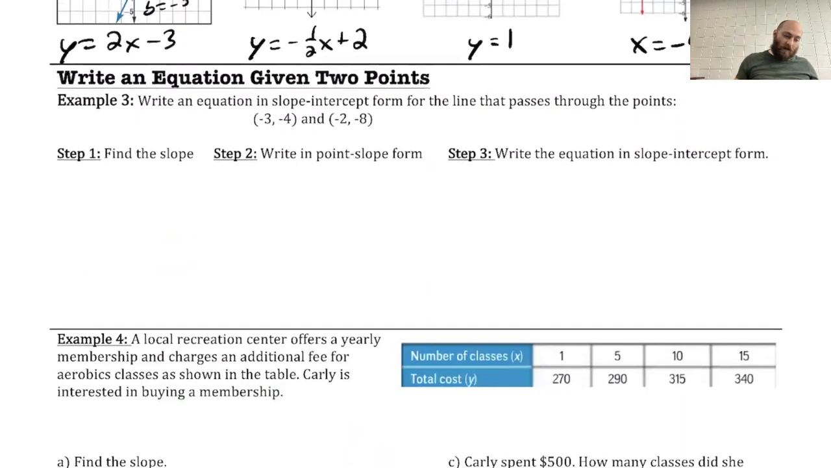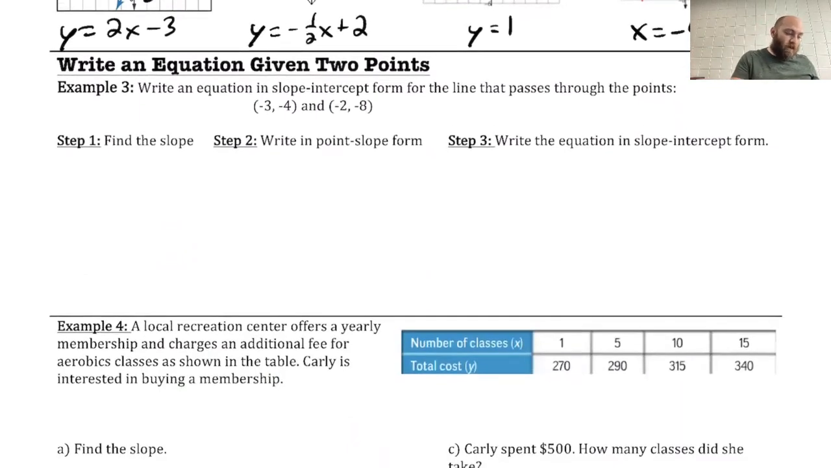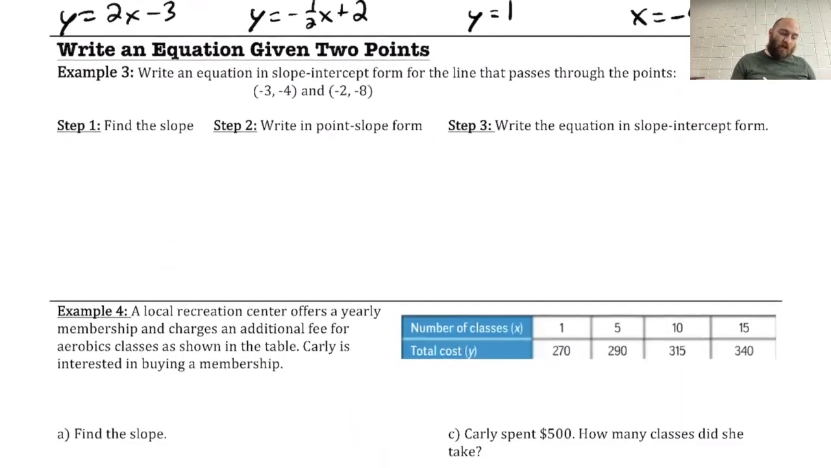All right. Now we'll come back to our point slope. So here we go. Write an equation in slope-intercept form for the line that passes through the points. So find the slope, step 1. Doesn't matter what I call it, x1, y1, x2, y2. And pause there for a second. Okay, and we're back. All right, so what I said was x1, y1 is (-3, -4), and x2, y2 is the other point.